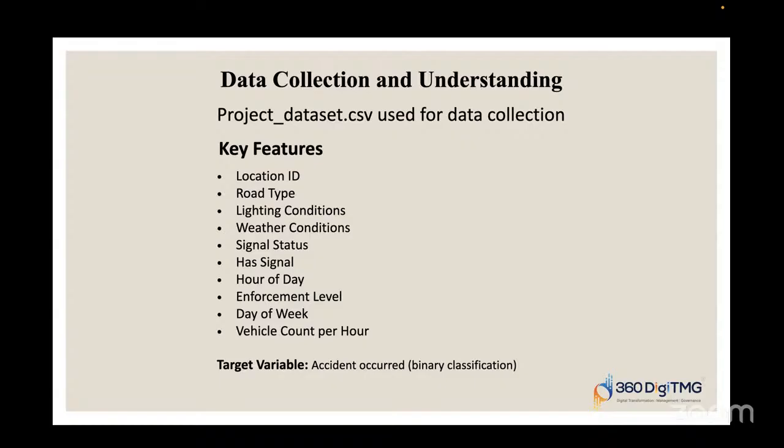Day of the week: on Saturday and Sunday there is sometimes huge traffic, or from Monday to Friday at certain times there is huge traffic because people are going to work or leaving work. So we also have that kind of data. Vehicle count per hour: at which hour the rush is high or low. Those things we have in these columns.